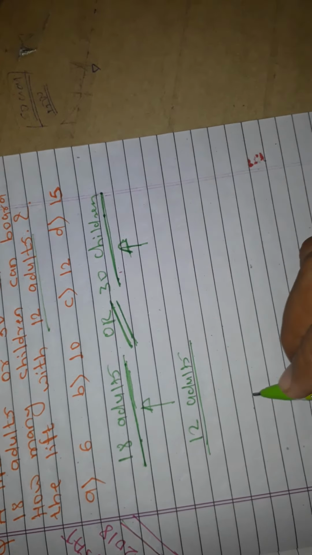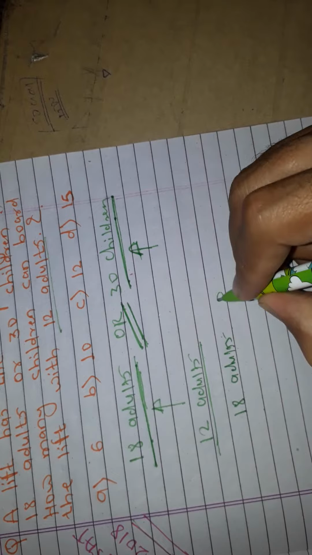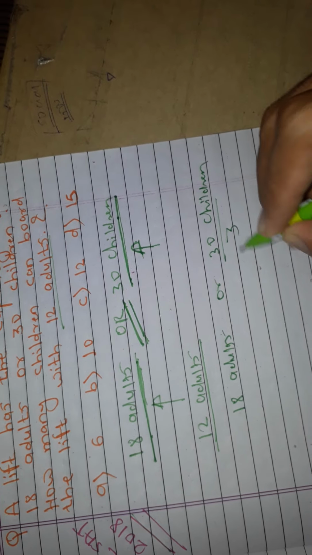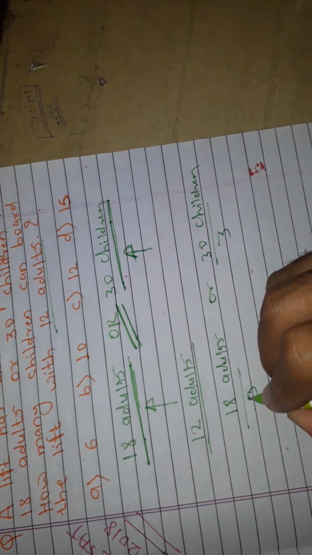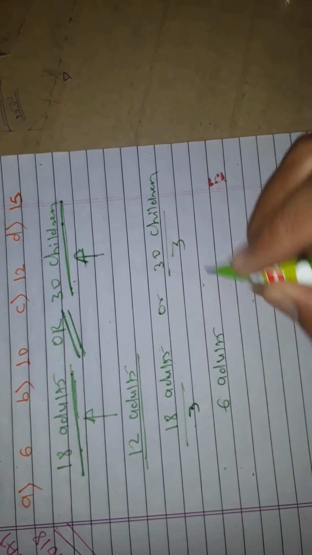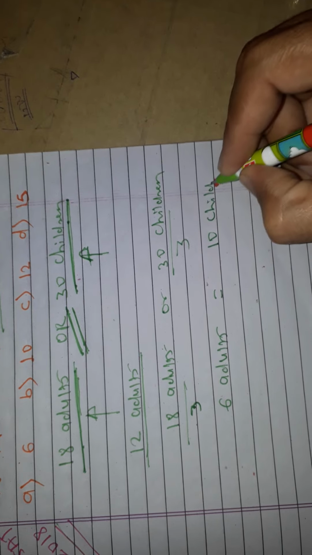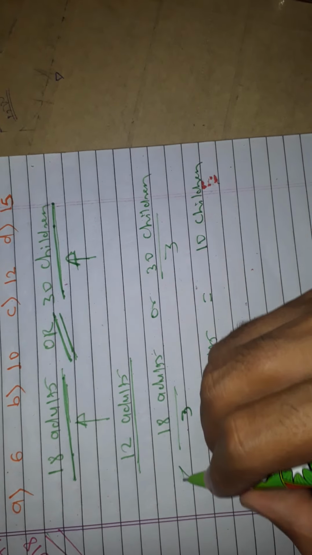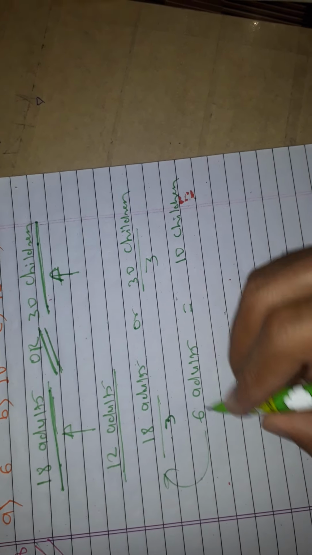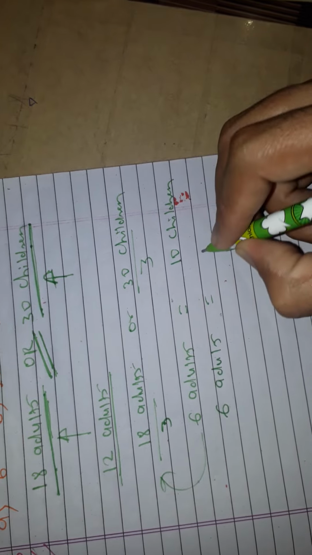These both are perfectly divisible by 3. Divided by 3, these 18 adults become 6 adults, and these 30 children become 10 children. 6 is the third part of 18. Again, we can write here 6 adults, again plus 6 adults, and here equal to 10 children.